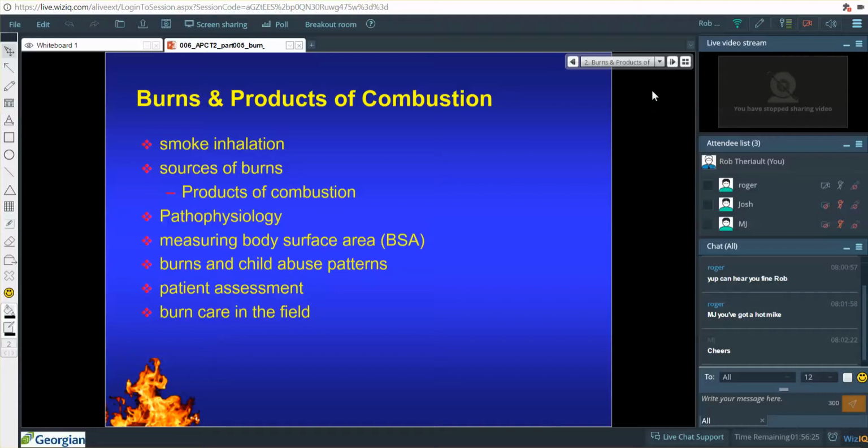So I'll talk about burns broadly, and then we'll talk about burn assessment and burn management. We'll talk about smoke inhalation, sources of burns, products of combustion, a little on pathophysiology, measuring body surface area, burns and burn abuse (child abuse patterns are covered as a self-directed learning module), patient assessment, and then burn management in the field.